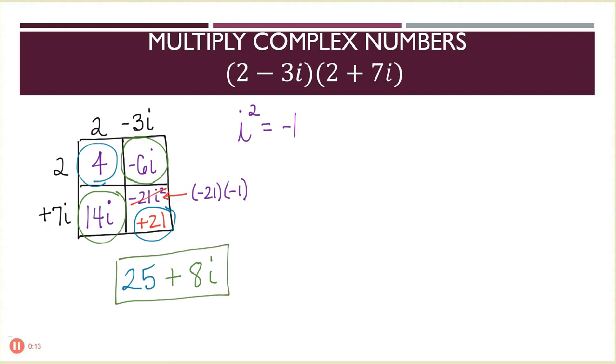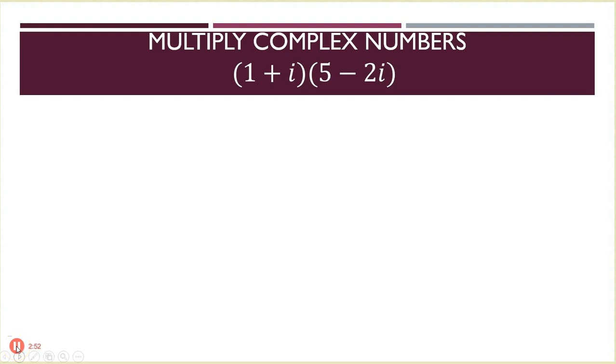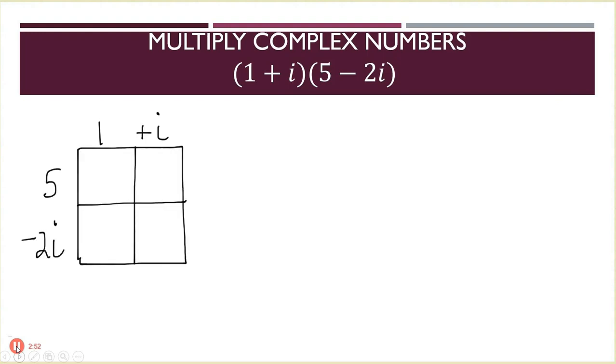Let's do another example. In example 2, we are multiplying 1 plus i times 5 minus 2i. Feel free to pause the video at this time, try to work it out, and see if you're getting the correct answer. After creating my area model, I'm going to multiply.